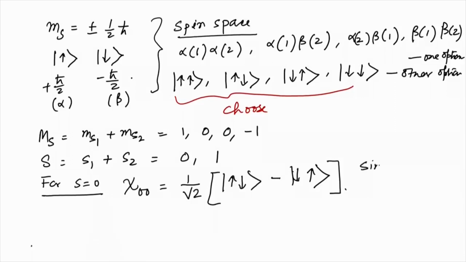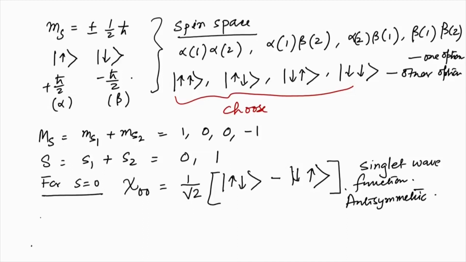This is called a singlet wave function, and it is antisymmetric. What I mean by antisymmetric is the following: you have two particles. In the first term the first one is in up state and the second one is in down state. In the second term the first one is in down state and the second one is in up state. Now, if you interchange up and down, one gets a negative sign. That is why it is called antisymmetric.